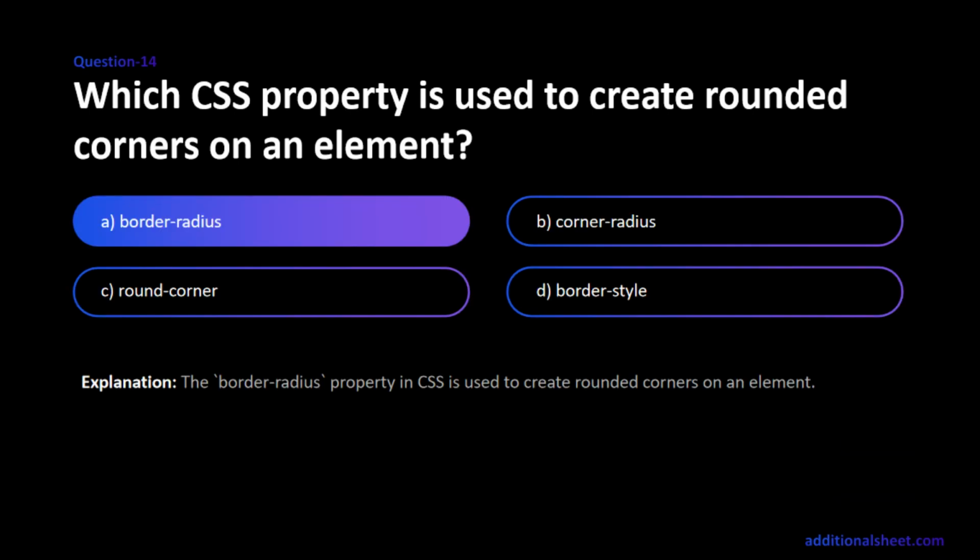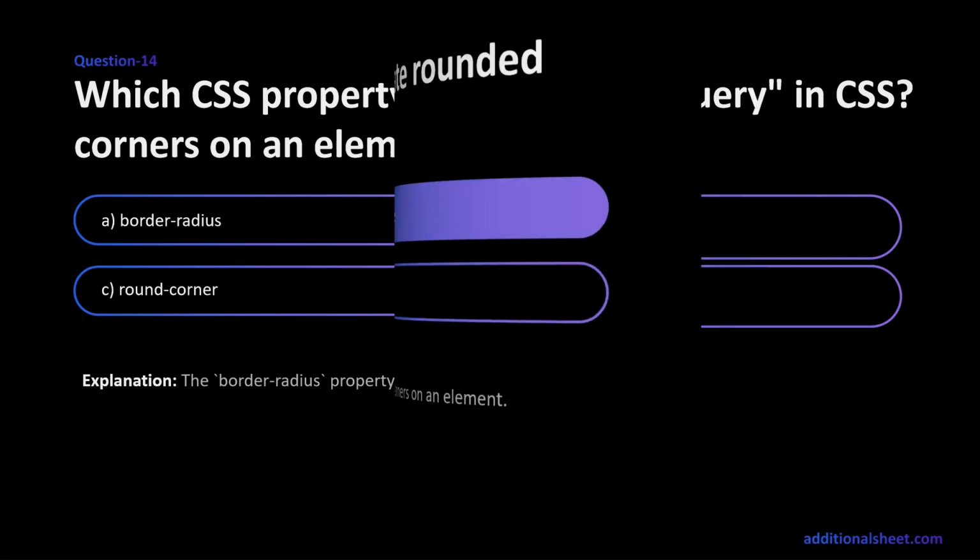Correct answer is option B. The border-radius property in CSS is used to create rounded corners on an element.